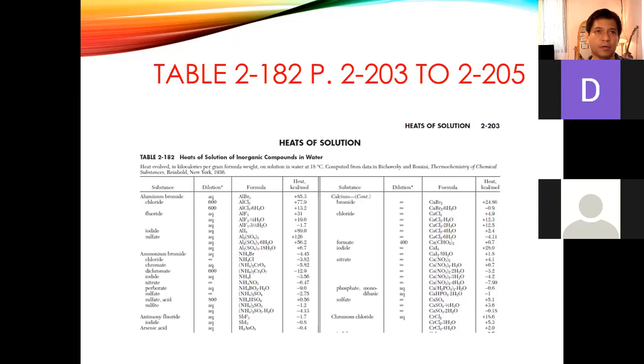Imagine you have a supersaturated potassium chloride solution, and then you form potassium chloride crystals. That is called the heat of crystallization. It is just the negative sign of the heat of solution. So you can use this table to get the value of lambda C. For example, aluminum bromide, aluminum chloride, and you have the heat in kilocalories per mole. So you just reverse the sign here. This says heat evolved in kilocalories per gram formula weight on solution in water at 18 degrees Celsius.